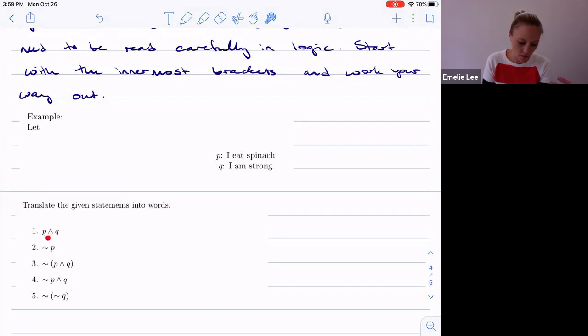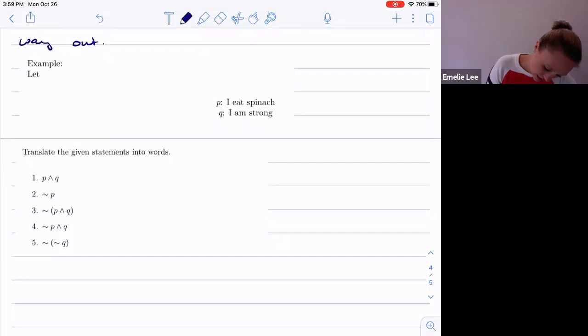So we're gonna start with P and Q, right? So it's important that we understand, well, we know how to read these things, right? So we've got P and Q, not P, and then the negation of P and Q, and not Q. So we're going to translate these into words.